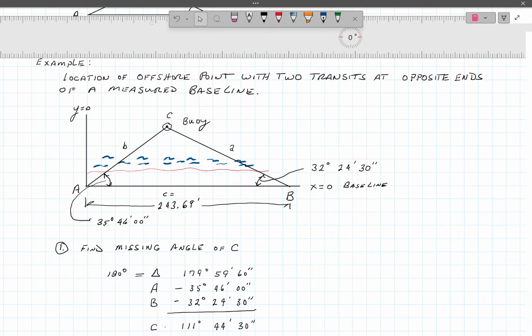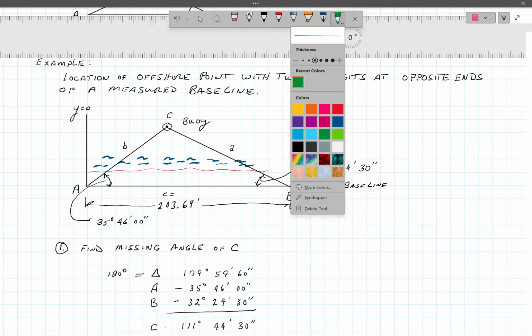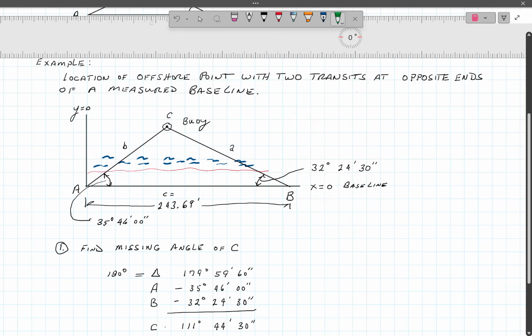Let's put that in green. I am looking for this point on the X and Y axis of where that buoy is. So we need the X distance and we need the Y distance. So we really don't need to know the distance of A. What we're really interested in is where is this point here.